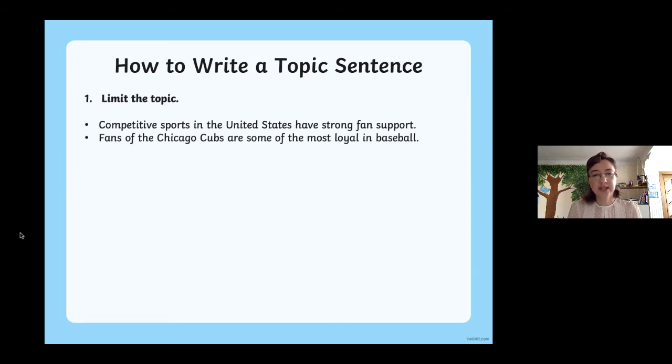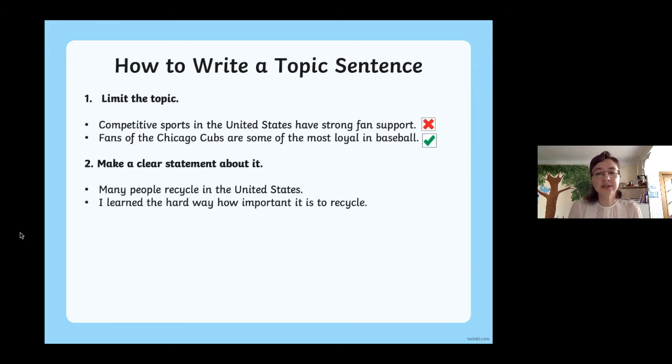Let's look at these topic sentences. Competitive sports in the United States have strong fan support. This one is not a good topic sentence, as you want to be able to write about all competitive sports in one single paragraph. Let's look at the second one. Fans of the Chicago Cubs are some of the most loyal in baseball. Wow, this one is now very specific. Here, the author is going to discuss Chicago Cubs only, the fans of Chicago Cubs.